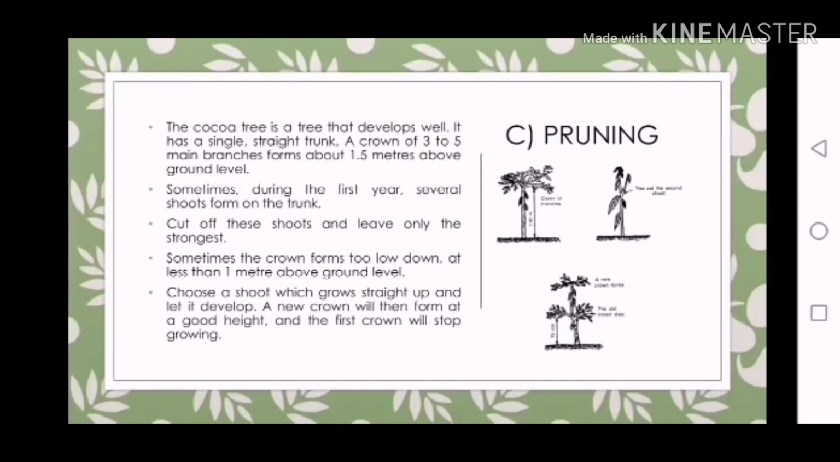And for the pruning, the cocoa tree is a tree that develops well. It has a single straight trunk. A crown of 3 to 5 main branches forms about 1.5 meters above ground level. So sometime during the first year, several shoots form on the trunk. So we must cut off these shoots and leave only the strongest. Sometimes the crown forms too low down, at less than 1 meter above ground level. So choose a shoot which grows straight up and let it develop. A new crown will then form at a good height, and then the first crown will stop growing, just like in the picture.